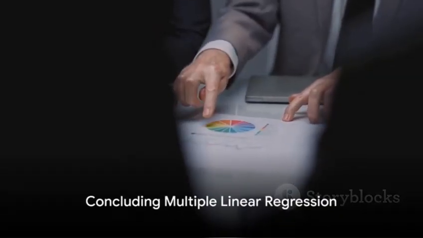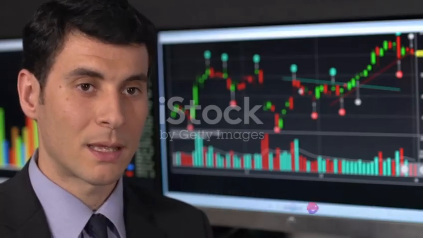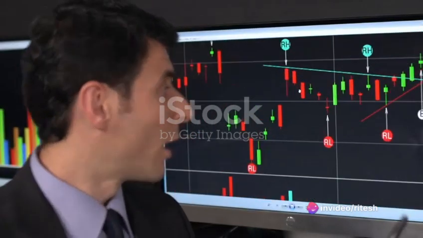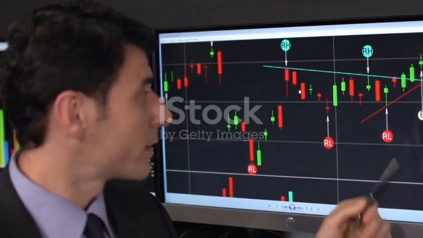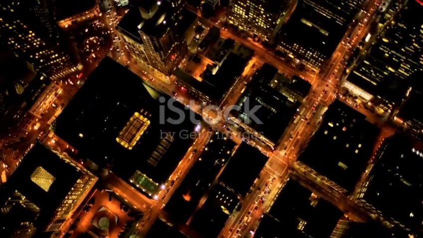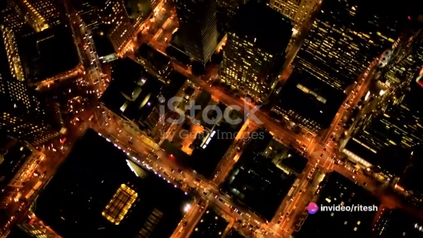Let's wrap up what we've learned about multiple linear regression. It's an essential tool when we're dealing with a dependent variable influenced by more than just one independent variable. By incorporating multiple factors into our model, we can make more accurate and precise predictions. This is a step up from simple linear regression, where we only consider a single factor.